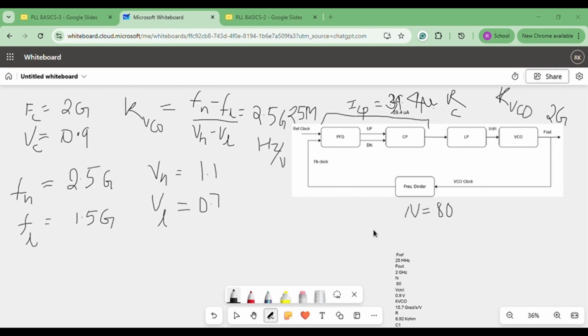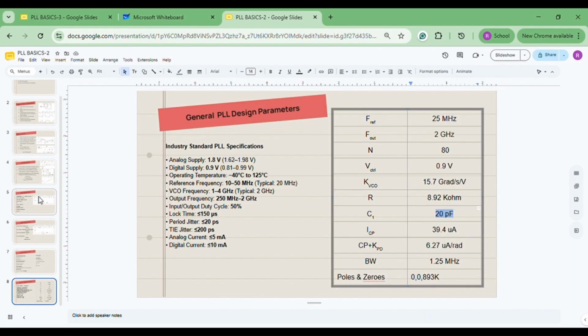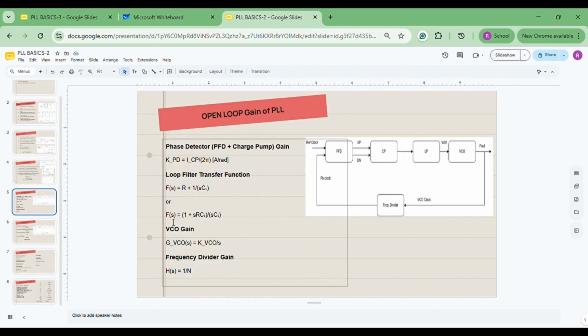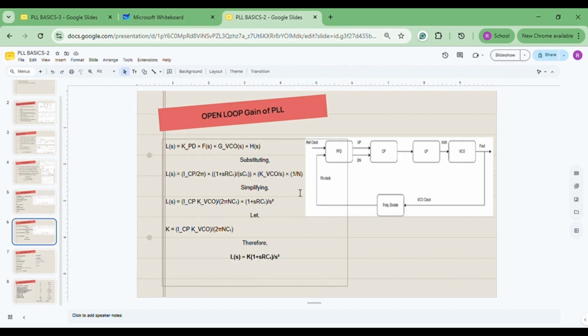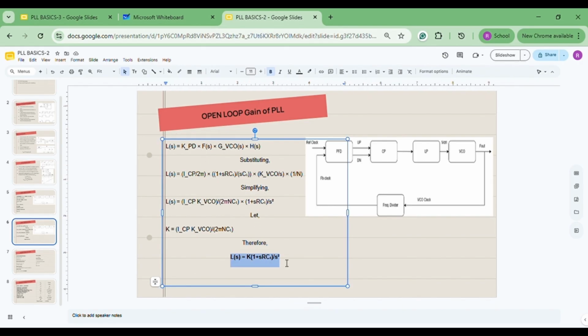So basically I am using the open loop, as we have already learned in the last session. This was our final open loop characteristic: K into (1 + SRC1) by S squared, after taking the effect of each term, that is ICP by 2 pi for PFD plus charge pump together, then the low pass filter (1 + SRC1) by SC1, then KVCO by S for the VCO, and 1 by N for the frequency divider. Okay, cool. Let's go to each of these blocks.